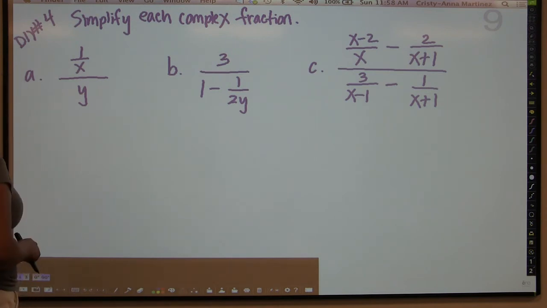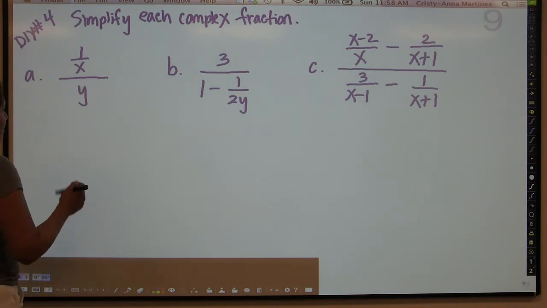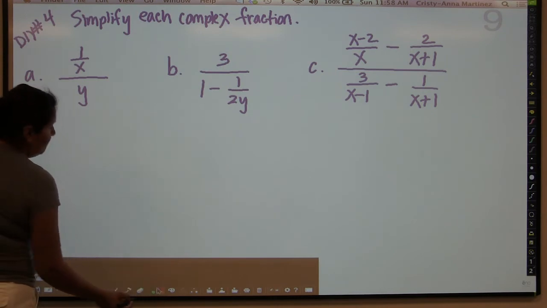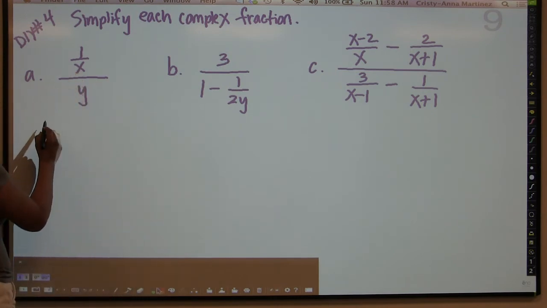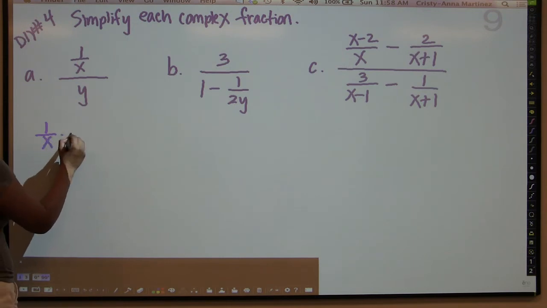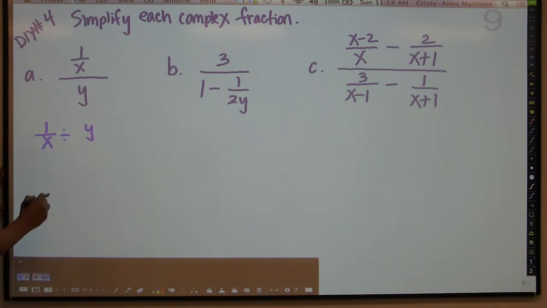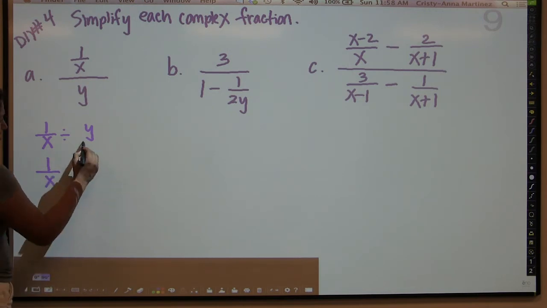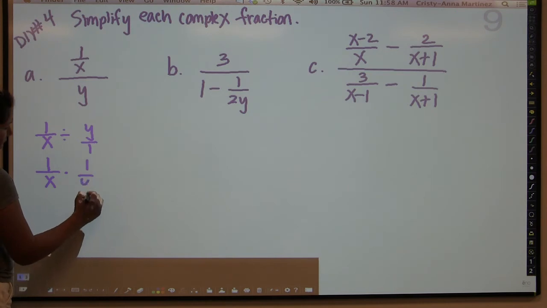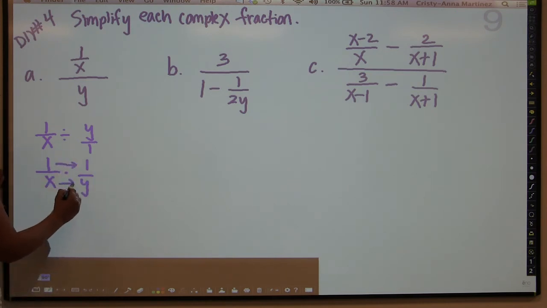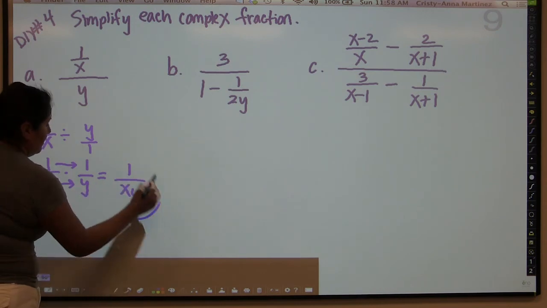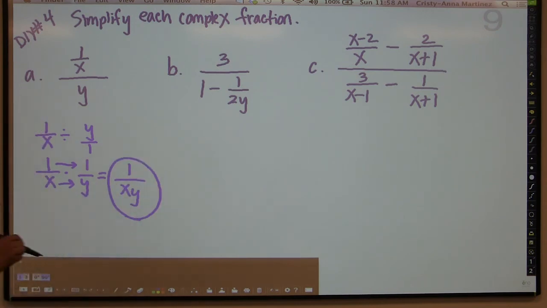In part A, we're asked to simplify the complex fraction. So one of the things that I like to do is just kind of rewrite them. Don't let them get you all scared and stuff. This guy right here is 1 over x divided by y. And so you can go 1 over x and then flip it over and multiply. So if this is y over 1, then you would times it by 1 over y. And then you can just multiply across. So 1 times 1 is 1, and x times y is xy. So that's the simplified version of part A.